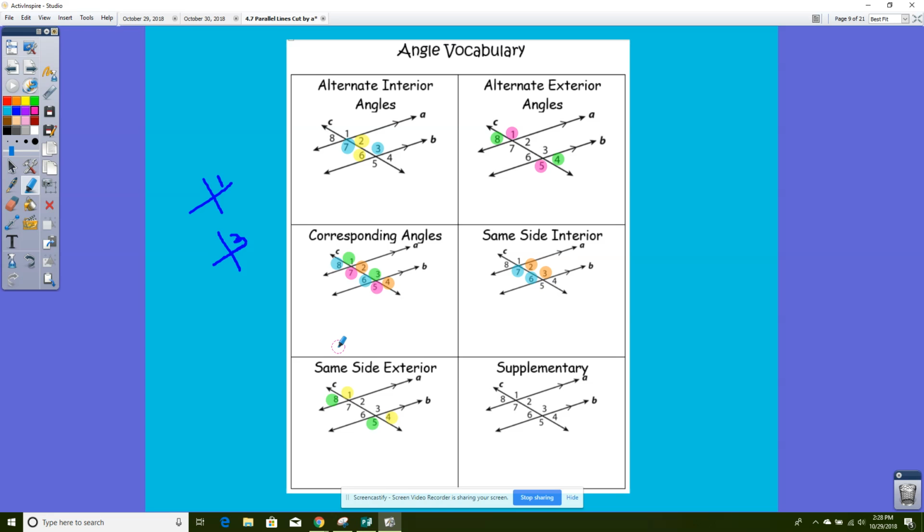Then we have supplementary. So supplementary are two angles that are going to add up to 180. So there are lots of different pairs. But for example, 8 and 1, if I added those two measurements, whatever they may be, together, they're going to equal 180 degrees no matter what. And then 3 and 4, if I added those two, no matter what, they're going to equal 180 degrees. So supplementary angles form this nice, pretty straight line.